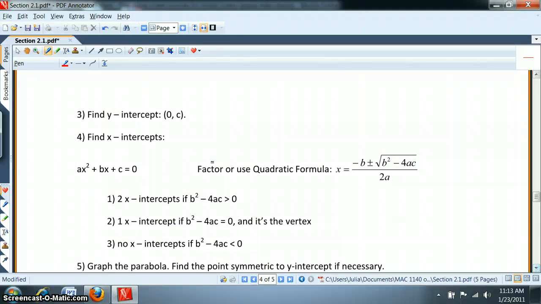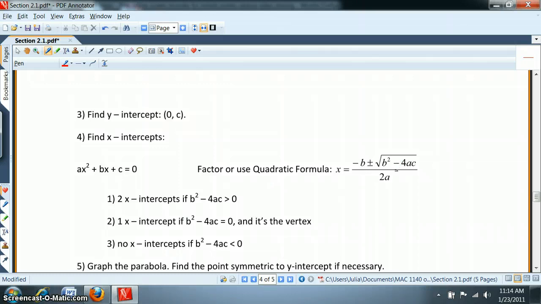And the y-intercept is fairly simple. If we plug in 0 for the x, if we recall, all that would be left is c. So (0, c) is the y-intercept. Now x-intercepts are a little bit more involved. Since the equation is equal to 0, we can use the quadratic formula or factor if it can be done easily. Or this right here helps us to check the discriminant.